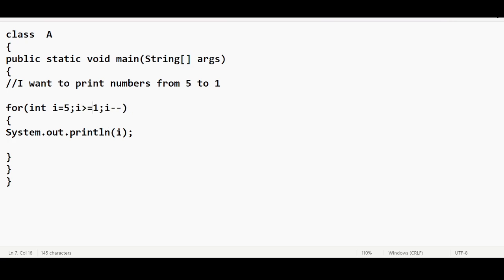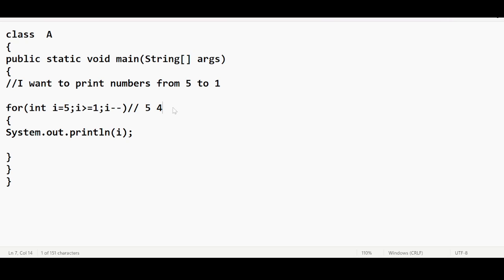Can I say this? Yes, sir. This condition is going to ensure that it is sticking to the boundary. Don't you think so? First it will be 5. The second time you are decrementing 5 by 1, i minus minus, so 4. This 4 will be checked upon this condition. 4 is greater than or equal to 1.